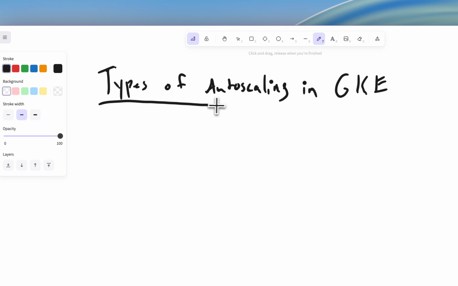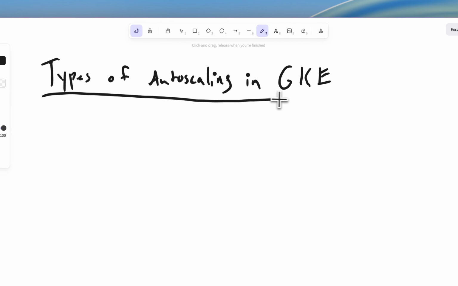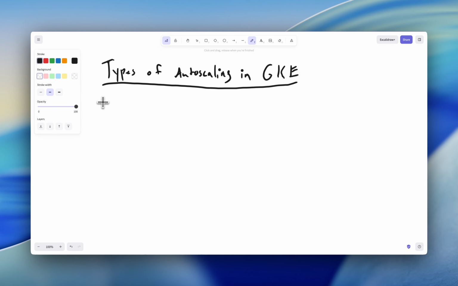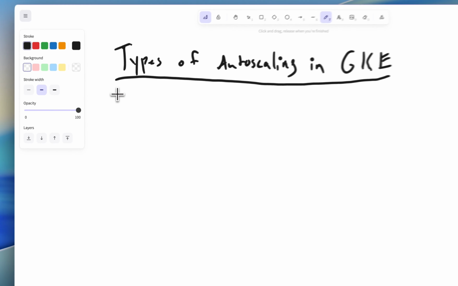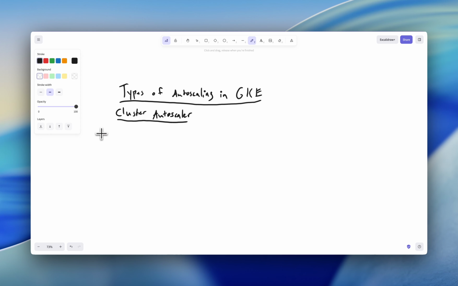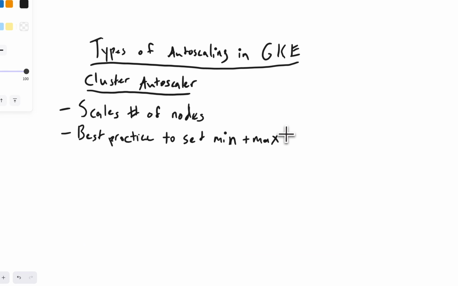In this video, we're going to discuss types of autoscaling in Google Kubernetes Engine. The first type of autoscaling that we're going to discuss is cluster autoscaler. Cluster autoscaler scales the number of nodes in the cluster based on the overall resource demands of the pods. And it's also a best practice to set the minimum and maximum number of nodes.